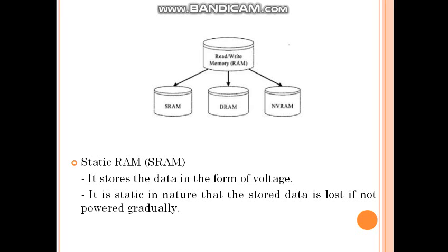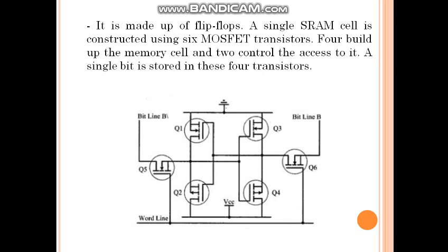First we discuss the static RAM. The static RAM stores the data in the form of voltage, and it is static in nature. The stored data is lost if not powered. The nature of storing the data in a static RAM is static, because as the power is gone off, automatically the data will get lost. Due to which it is called a static RAM.